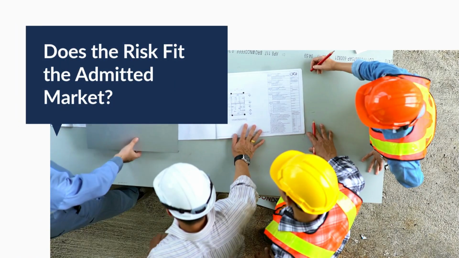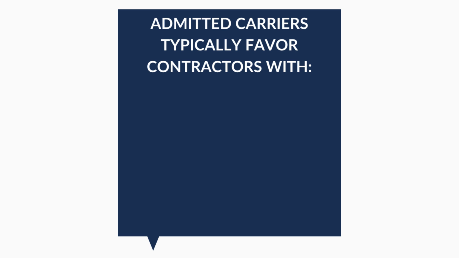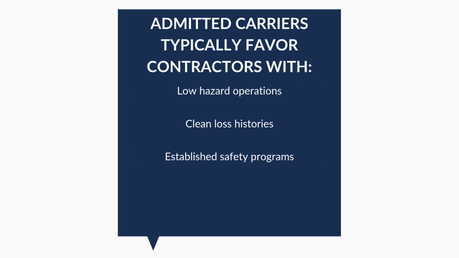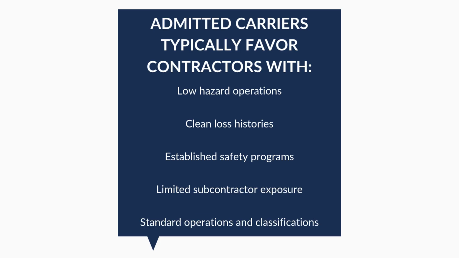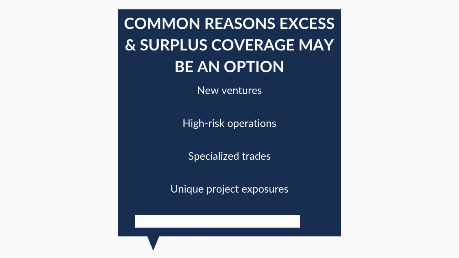The first question is simple. Can the risk be written in the admitted market? Admitted carriers typically favor contractors with low-hazard operations, clean loss histories, established safety programs, limited subcontractor exposure, standard operations, and classifications. When a contractor falls outside those guidelines, excess and surplus becomes an option. Common reasons include new ventures, high-risk operations, specialized trades, unique project exposures, and large liability requirements.